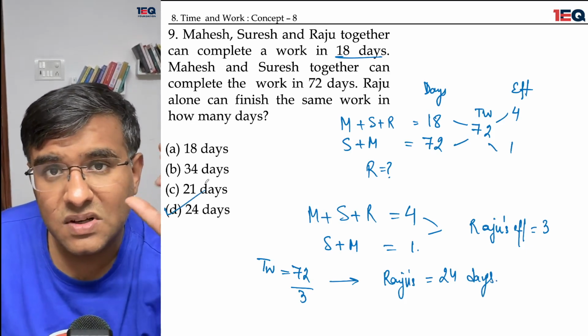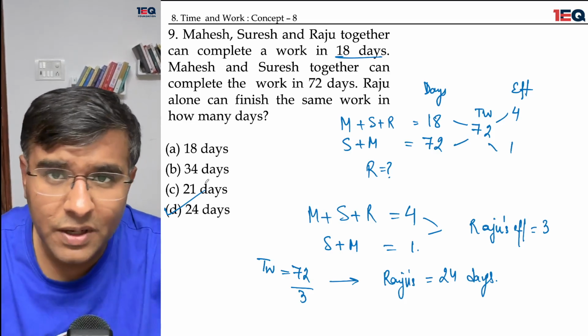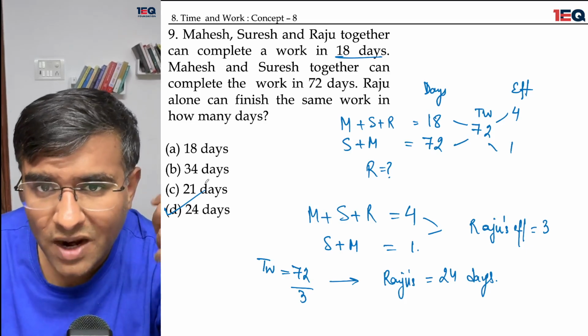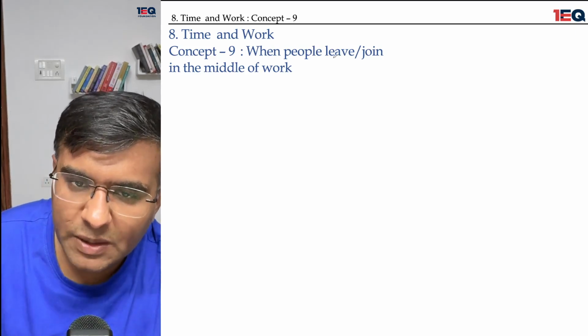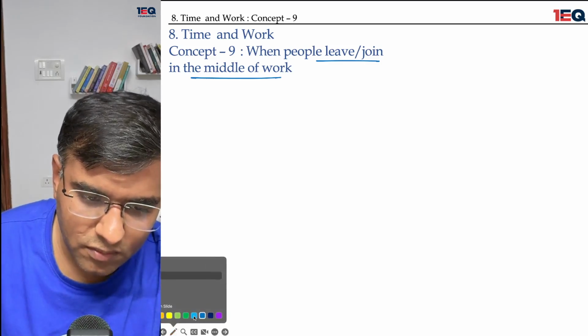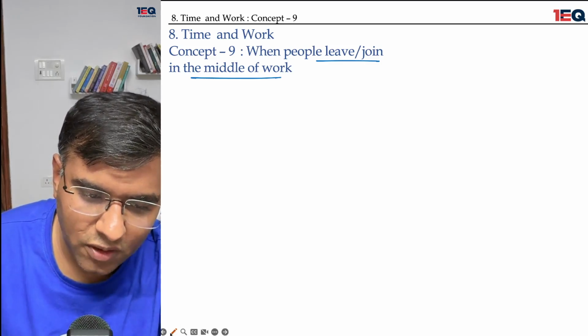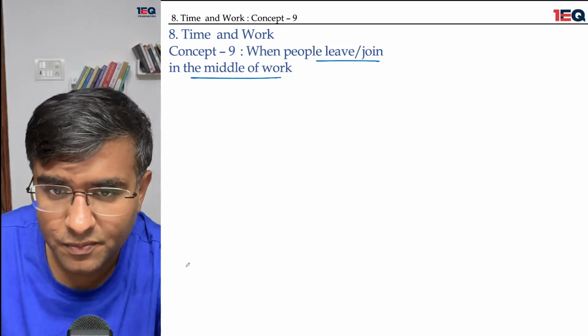See, this was a little complicated looking question, but it was done in a jiffy. No problem at all. So you have to become this smooth. Okay, moving on. When people leave or join in the middle of work, I've already talked about it. If they join in the middle or leave in the middle, what sort of operations you need to perform?